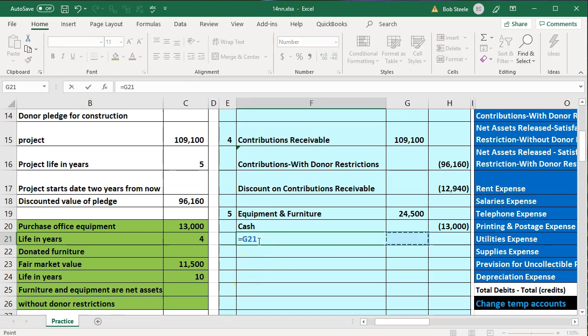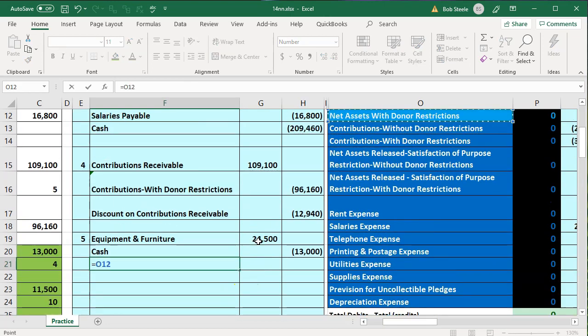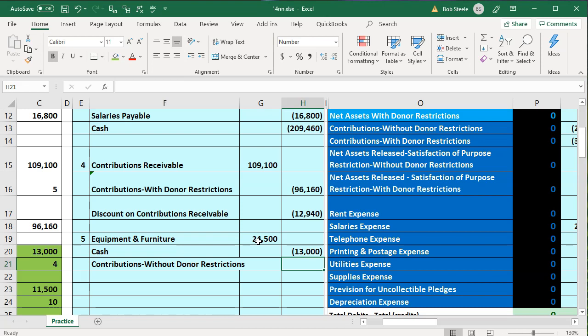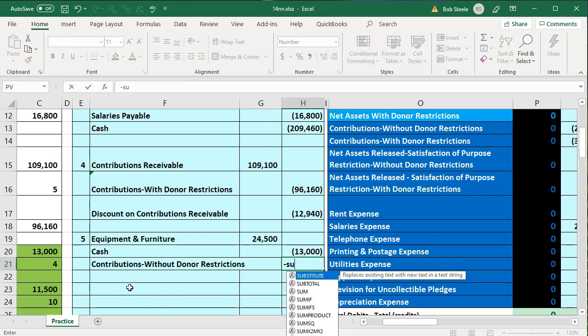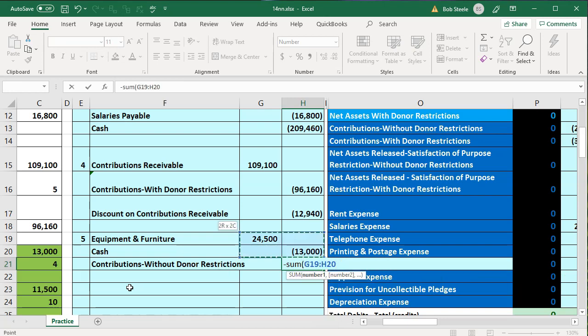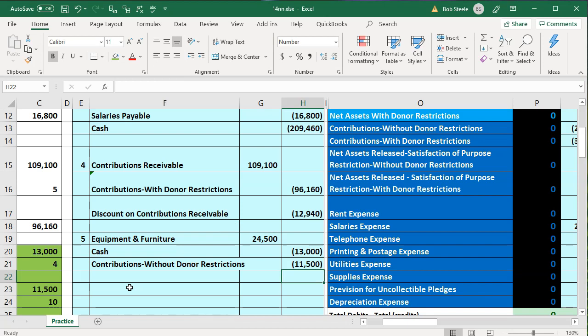So the revenue is going to be equal to, we're going to pick up the revenue account, our main principal account. It's going to be the contributions without donor restrictions. And you could pick up that 11.5 here. I'm going to do the negative sum function, our plug formula, because I think that's the best way to do it, and it's fun. So that's going to be the negative sum of those items, and there we have it. That should put us back in balance, these two adding up to the other.